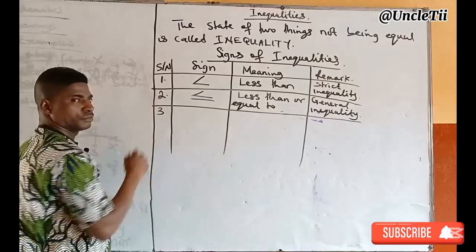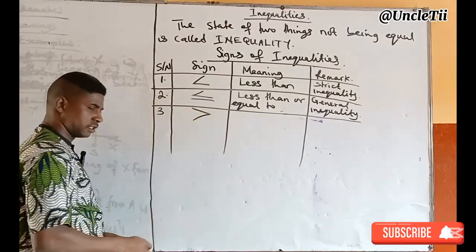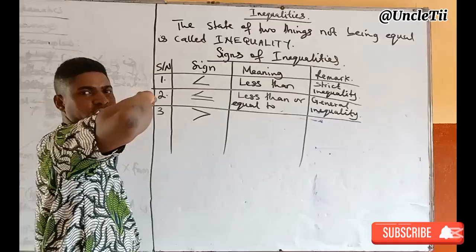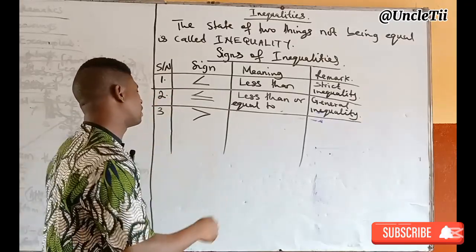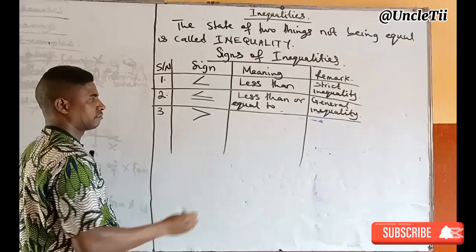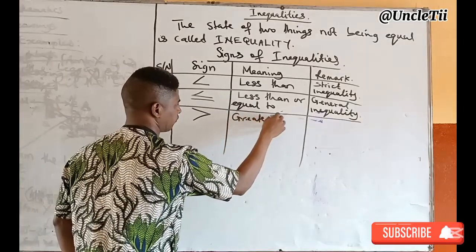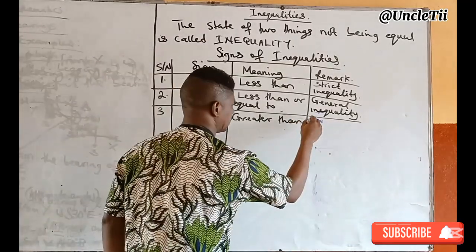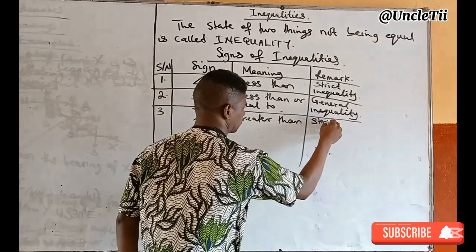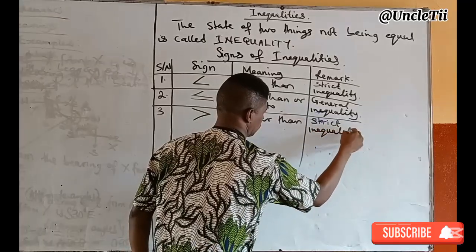Then we go to sign number 3. It is folding the right arm. When I fold my right arm, I'll get this sign, and it is known as greater than. Again, it's a strict inequality.